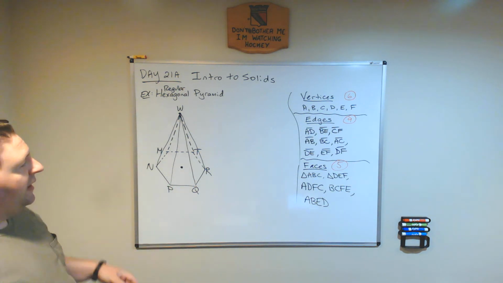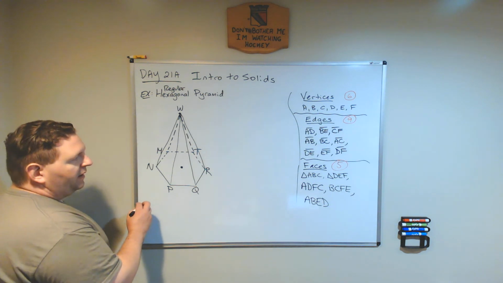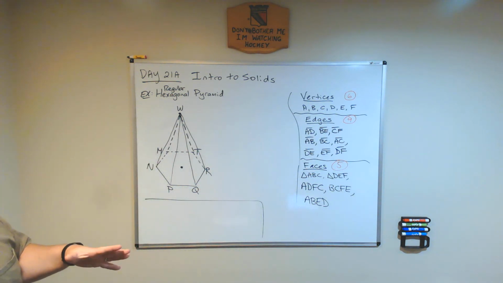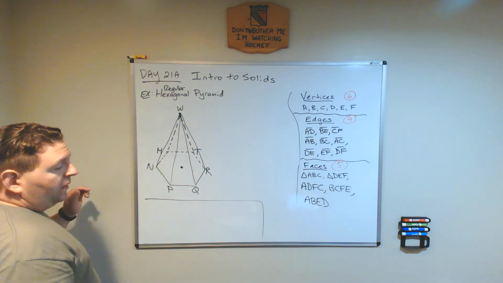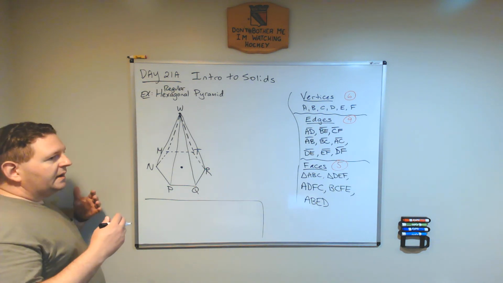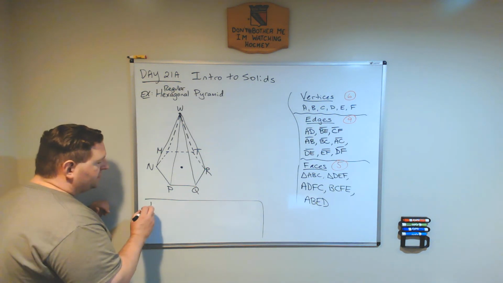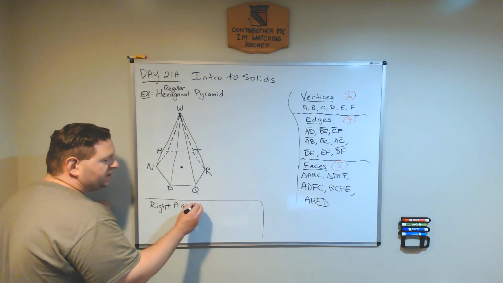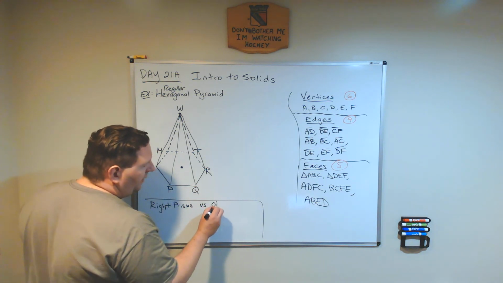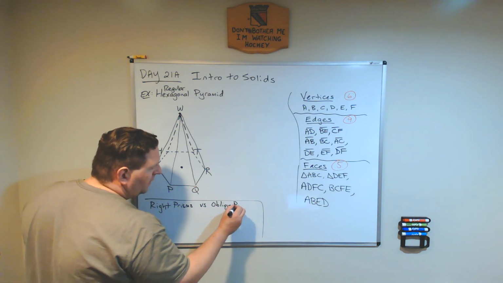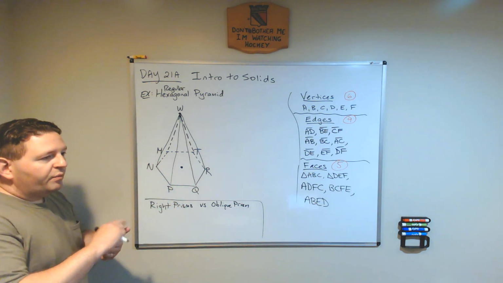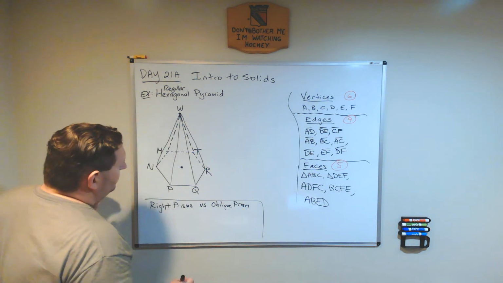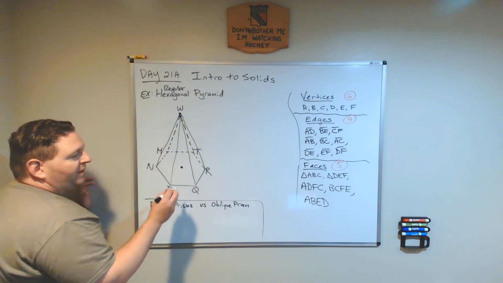I do want to mention one more thing before we go into this the same way. There are actually two kinds of pyramids and cones and prisms: right prisms versus oblique prisms. This goes for really all of them: prisms, cylinders, cones, pyramids. A right prism means that this point W is directly above the center.